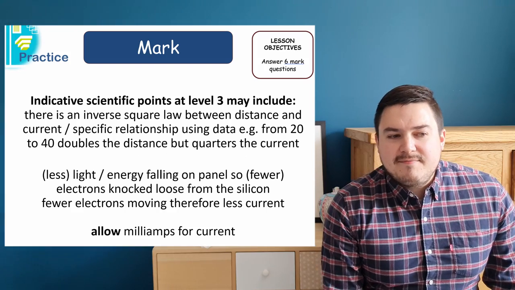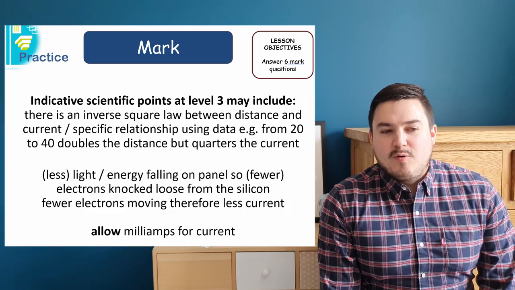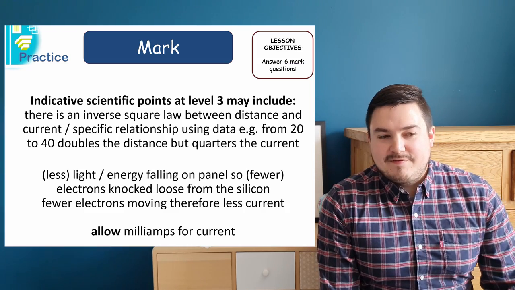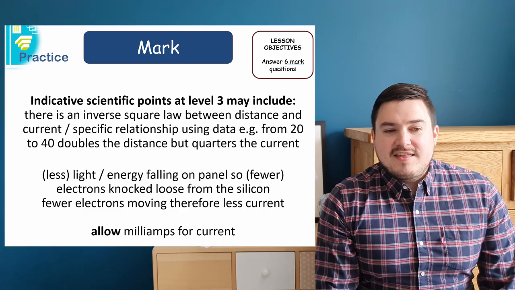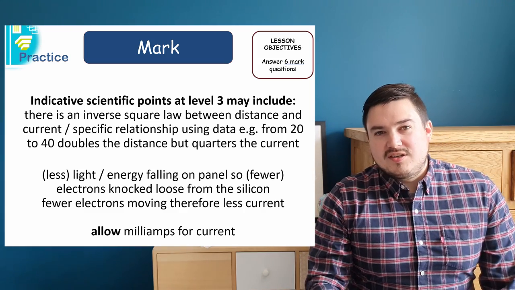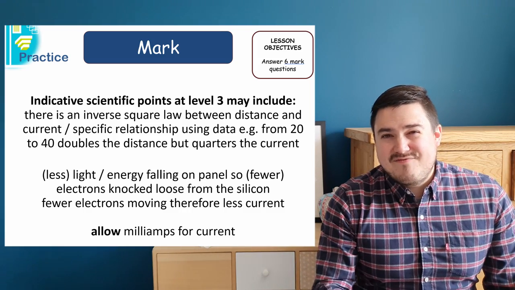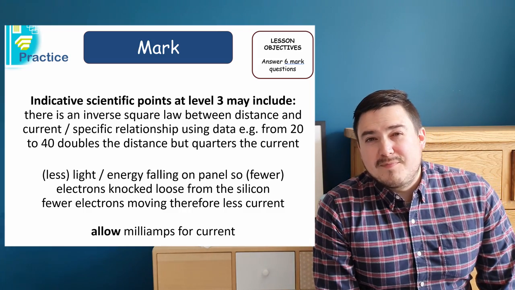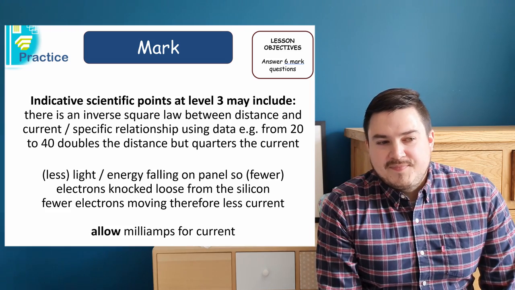For level 3 then, you need to identify the idea as an inverse square law between distance and the current, as we said before. This is our specific relationship, and you'd have to refer to data. The idea that when you go from 20 to 40, it doubles the distance but quarters the current. Remember, as we said, if you're doubling one thing and it quarters the other one, that's an inverse square relationship. You've got to back up those relationships with data for top marks.